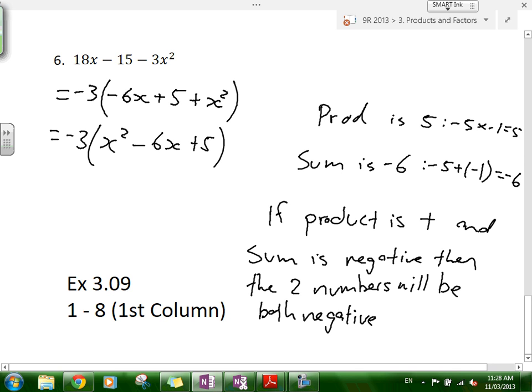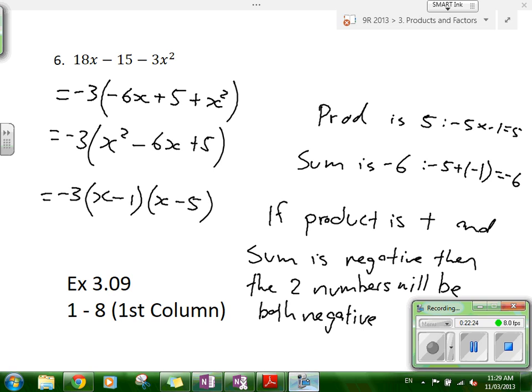Alright, so what we end up with is equal to minus 3 brackets x minus 5, x minus 1. That's how we end up. So sometimes you may have to factorize the whole thing first and then factorize the trinomial within the brackets. So I'll stop this.